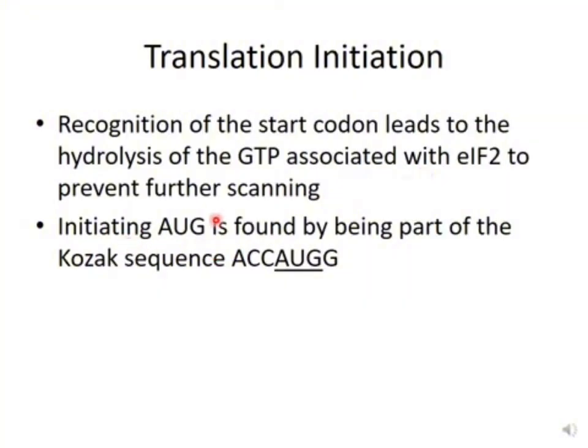The initiating AUG is found usually as part of a specific sequence called the Kozak sequence, and that sequence is ACC AUGG. So the AUG is part of this longer Kozak sequence, and this is how the ribosome, the tRNA, make sure that this AUG is a start AUG, because it's part of a larger sequence, which would make it a more accurate detection when the scanning of the mRNA takes place.